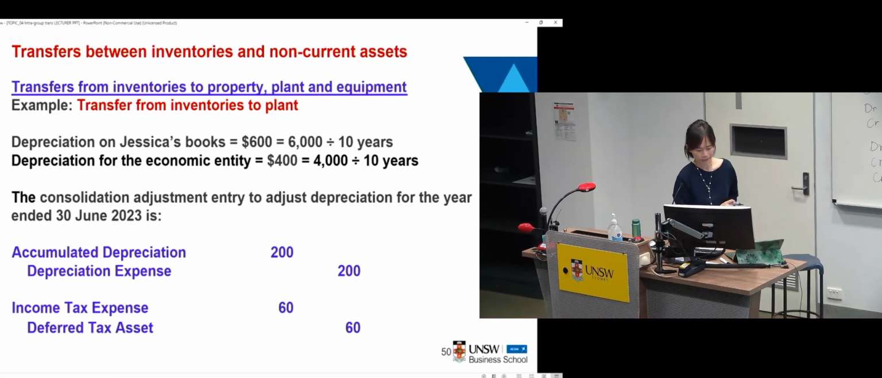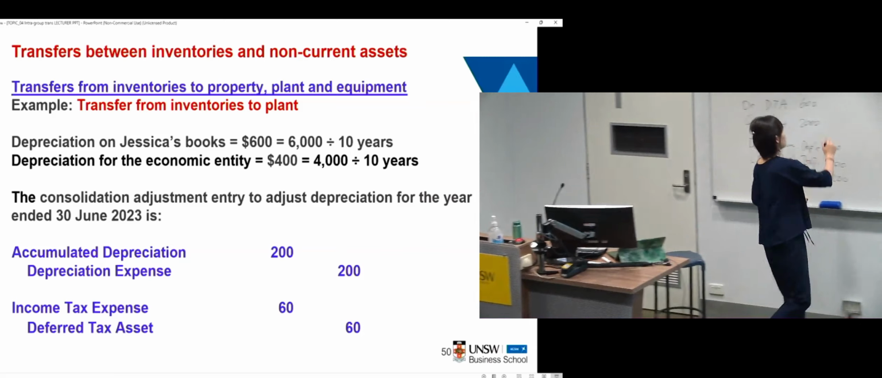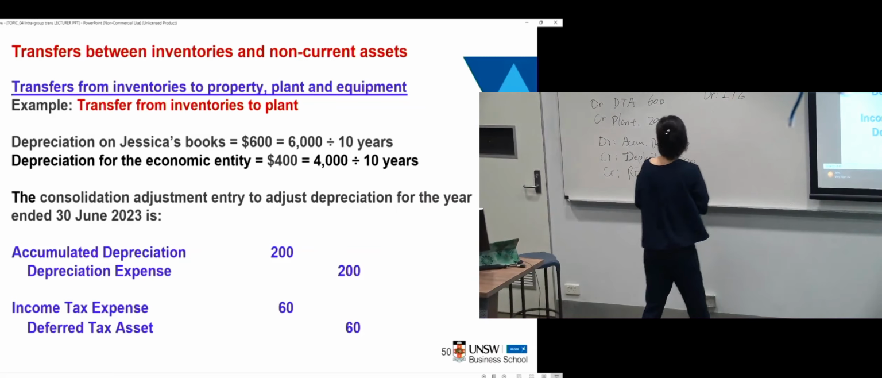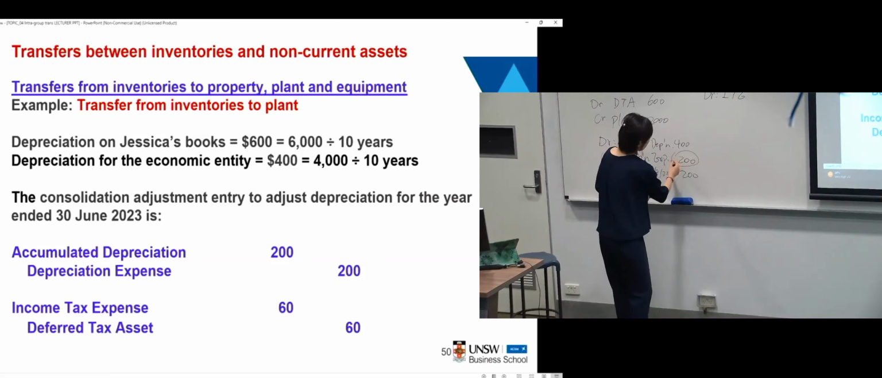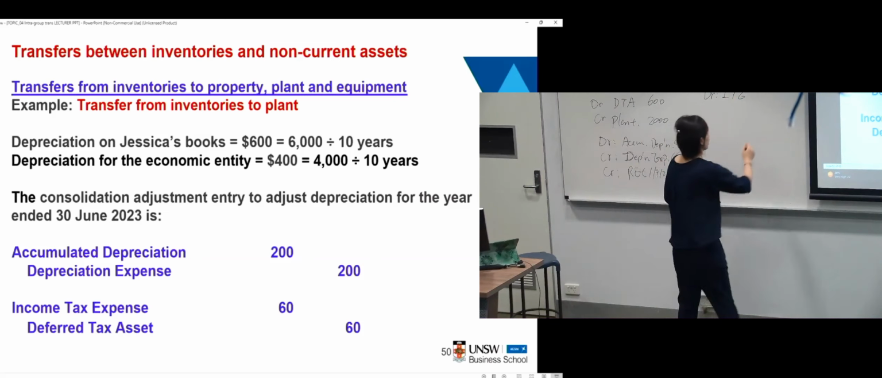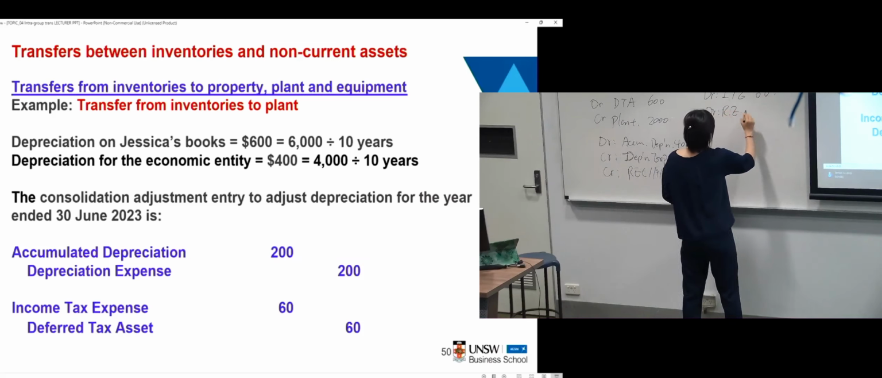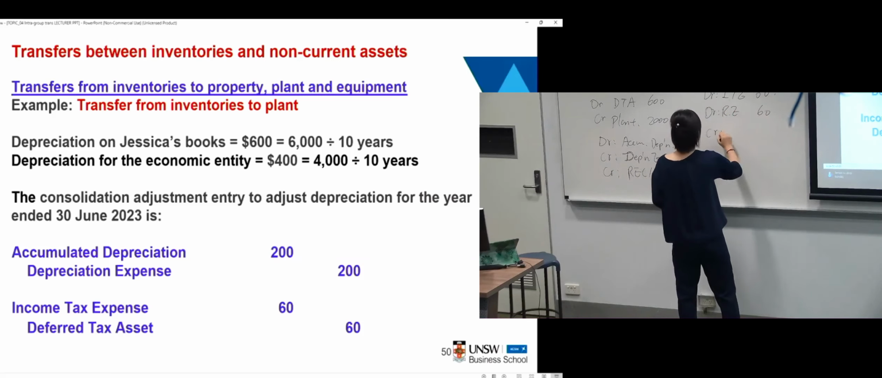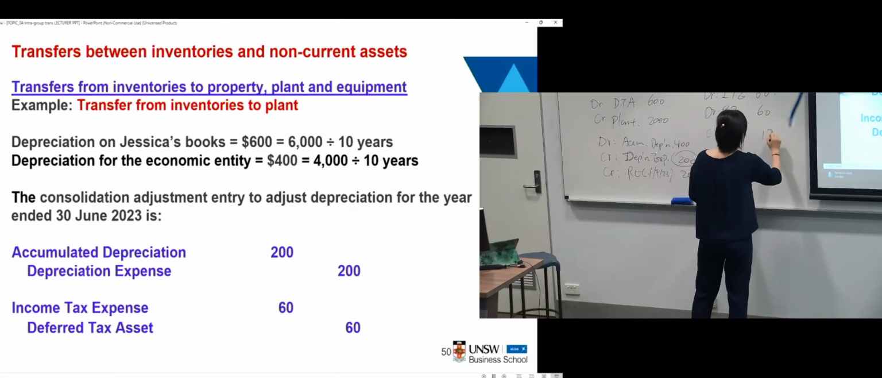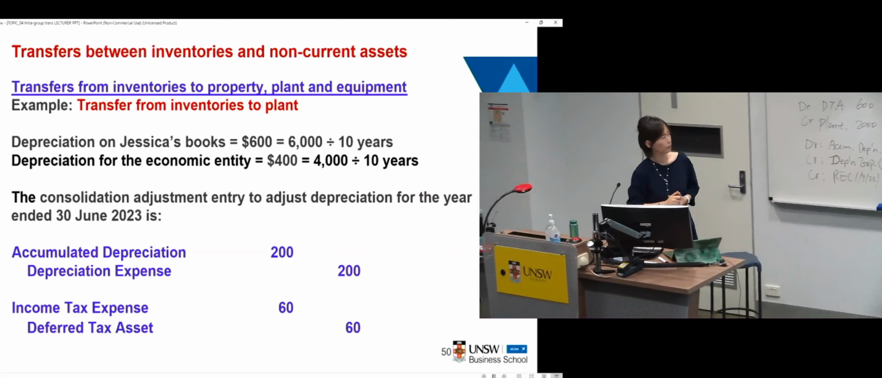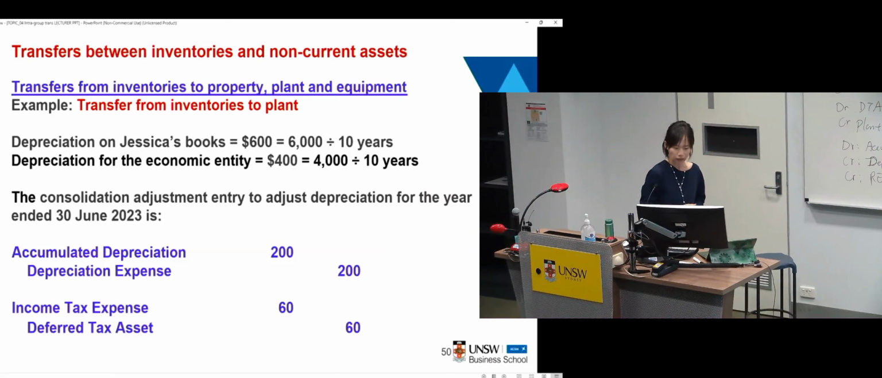Anything else? Tax, right? So then we are going to debit income tax expense for the year. Due to this depreciation adjustment, income tax expense increased by 60 for the current year. And also retained earnings, right? And then we credit DTA reversed by 2 years, each year 60, 2 years 120. Okay. So any other question? So let me know, okay?